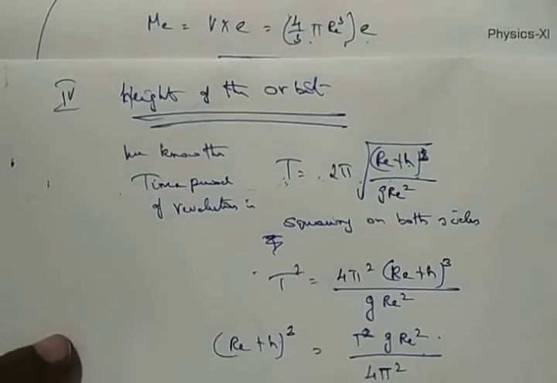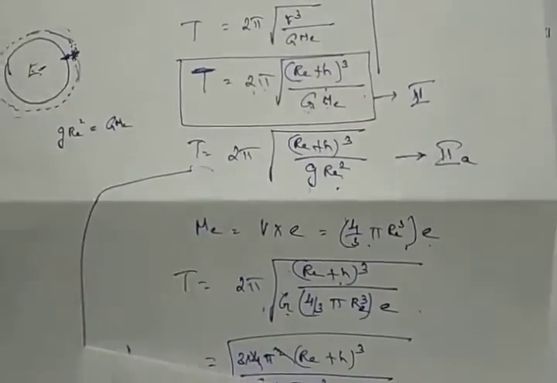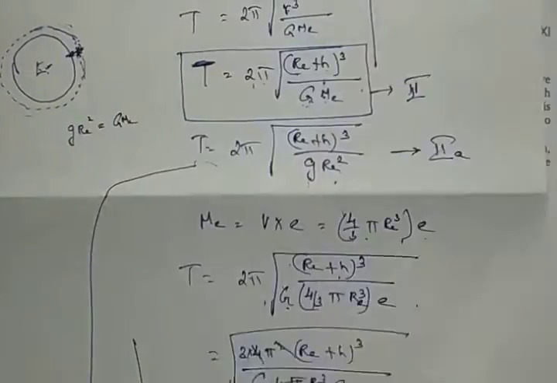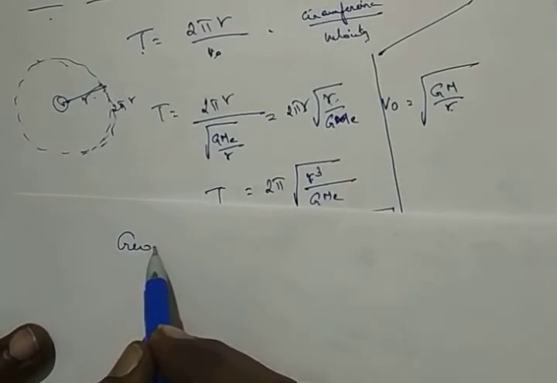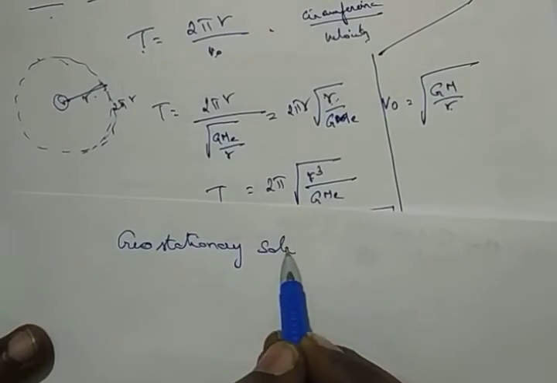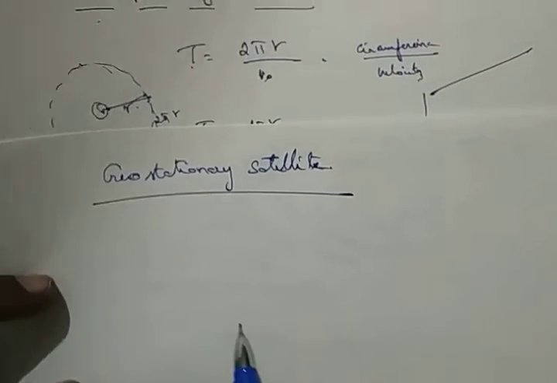Height of an orbit. We wanted to know what is the height of an orbit for a geostationary satellite. Right? So there is a satellite called Geostationary Satellite. Please write down this part. This is the next topic. After orbital velocity, don't think it is orbital velocity itself. Orbital velocity is over now. But I'm going to go to the geostationary satellite.